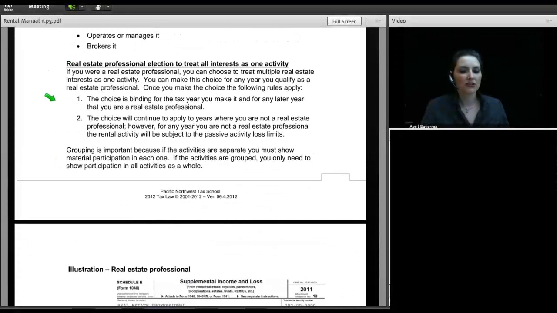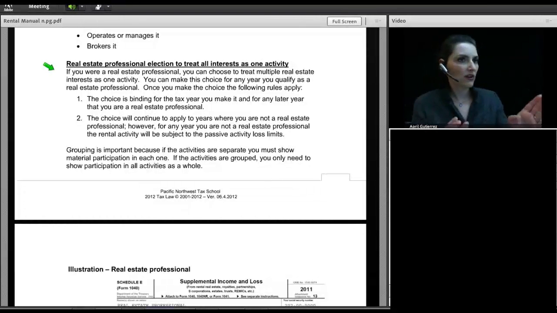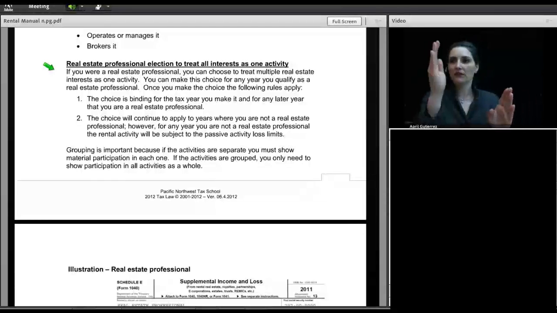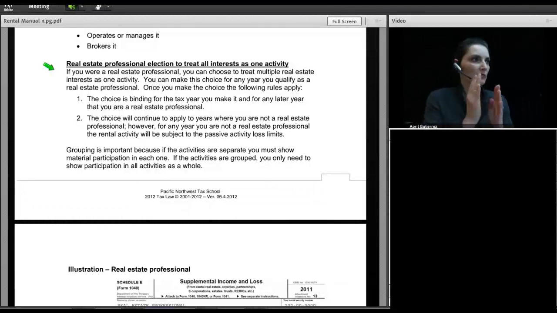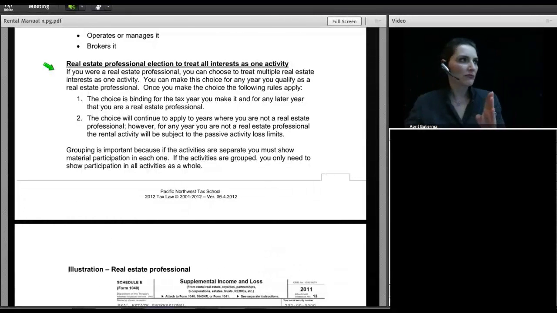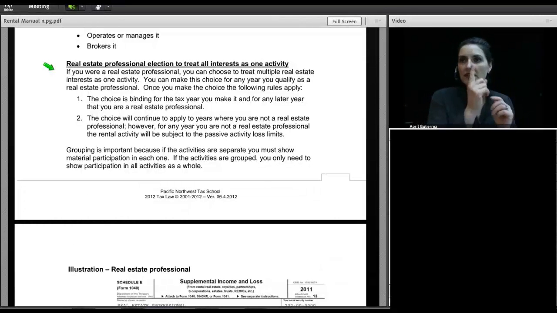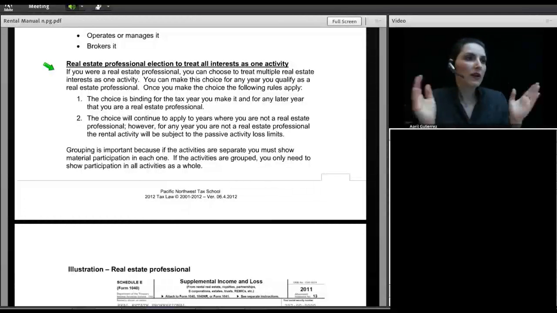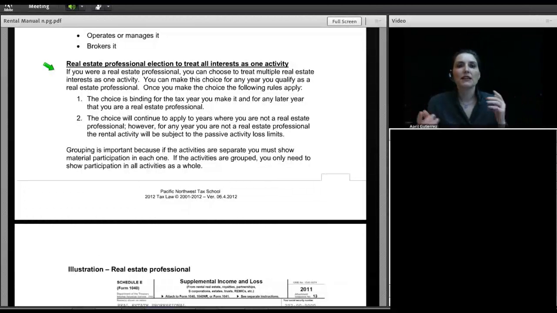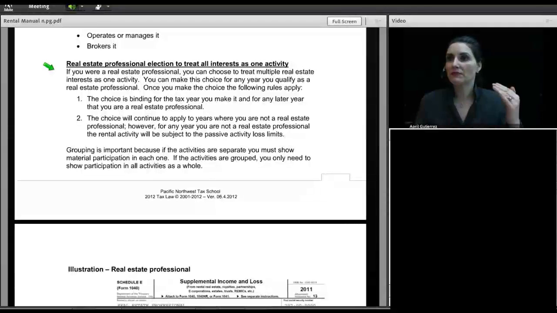Real estate professional election to treat all interests as one activity. Now, we know when we're doing tax returns that we are supposed to have a separate column on Schedule E for each activity. There's room on Schedule E for 3 of them, and if you run out of room on the first Schedule E, you add more Schedule E's and you keep listing each property separately. But real estate professionals can make an election to treat all of the properties as a single activity. And why would they do that? Well, it would mean keeping one profit and loss rather than multiples for each property.